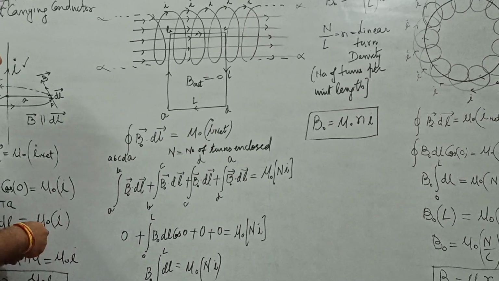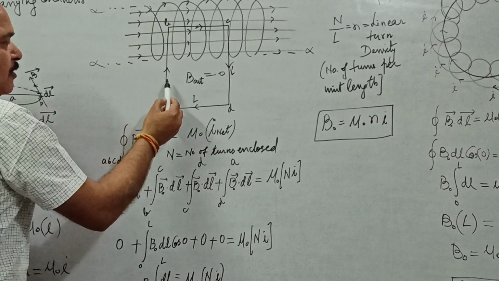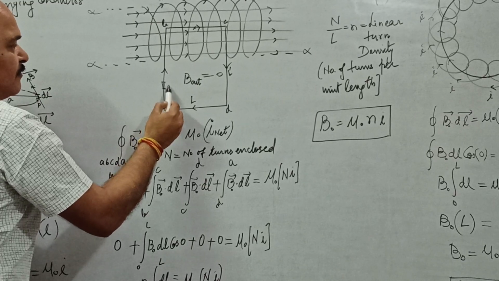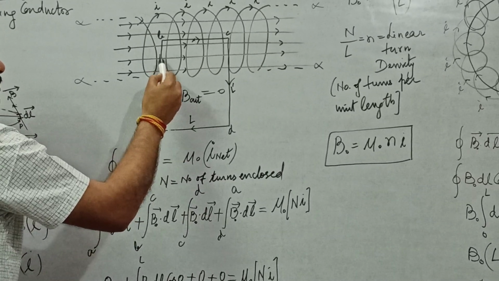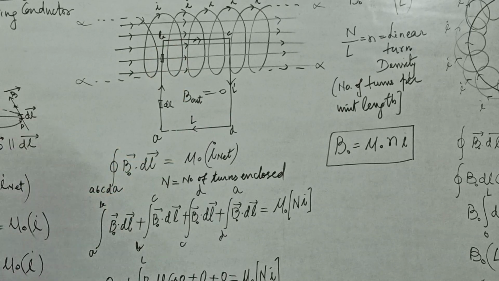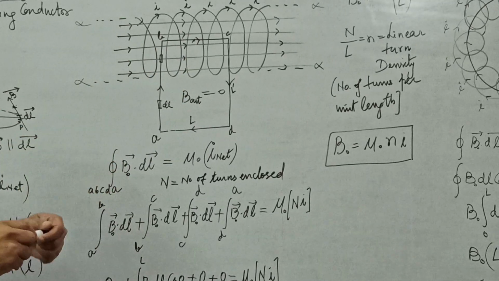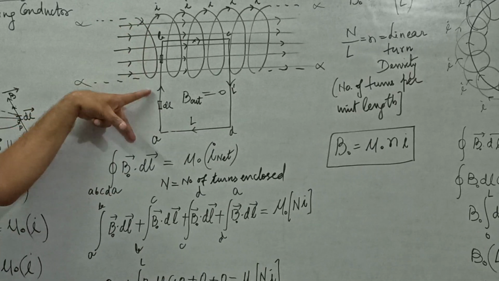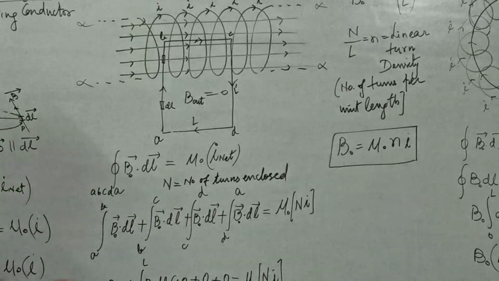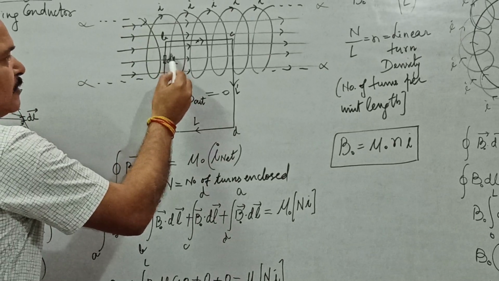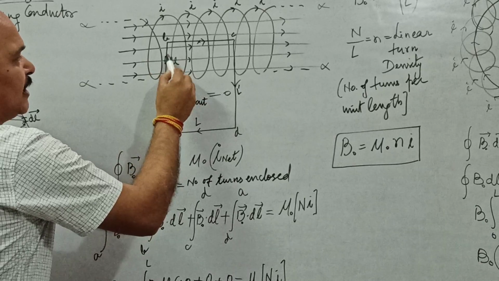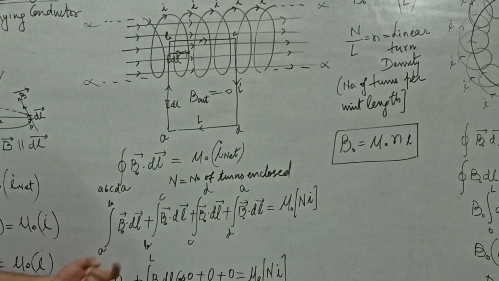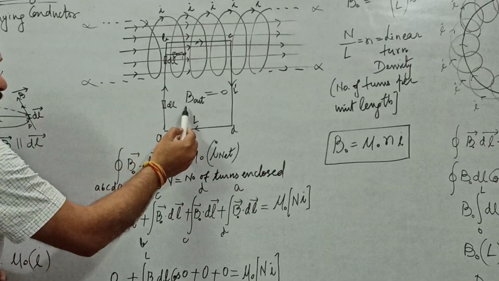See, integration of B dot dl from A to B is 0 simply because if we divide this path into very small elements of dl each, then all along AB, a part of this path is outside and a part is inside. For the part which is inside, the angle between dl and B is what? 90 degrees. And the dot product of perpendicular vectors is what? 0. And outside, the magnetic field is 0.